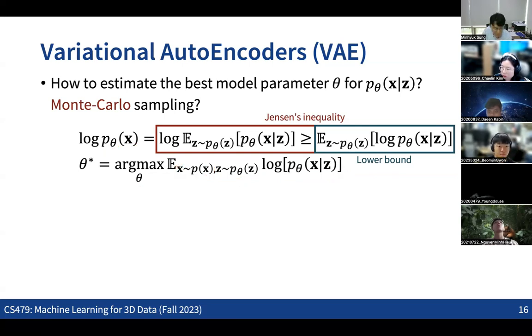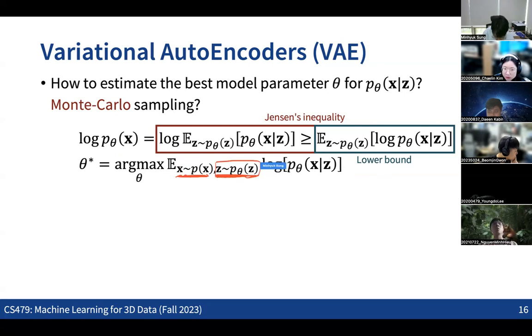And this computation will be very expensive, in that we need not only lots of samples of X, the data samples, but to compute the probability we also need lots of samples coming from the unit Gaussian as well.